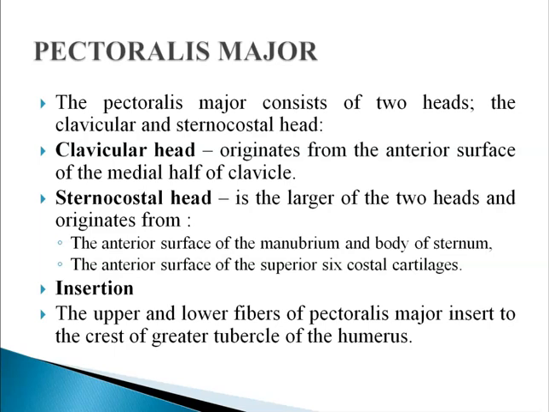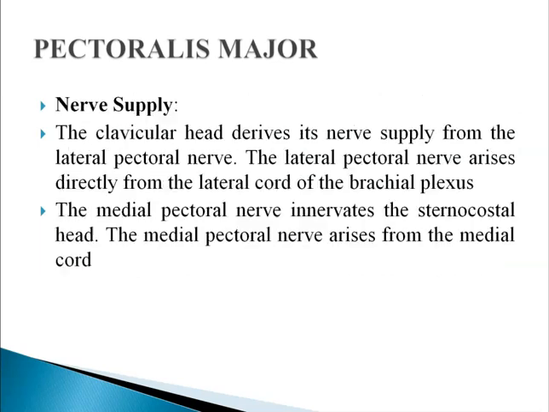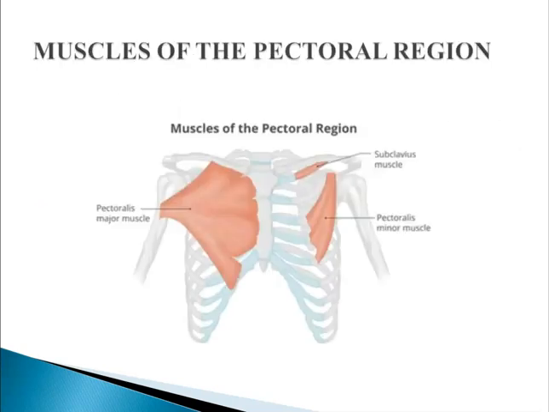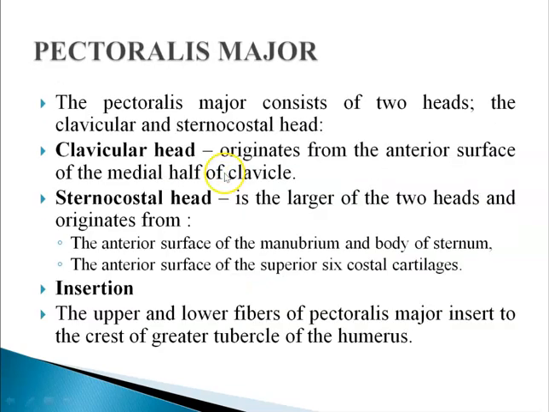It consists of two heads, the clavicular head and the sternocostal head. The clavicular head arises from the anterior surface of the medial half of the clavicle. This is a picture depicting the pectoralis major muscle. So you could see it arises from the clavicle.